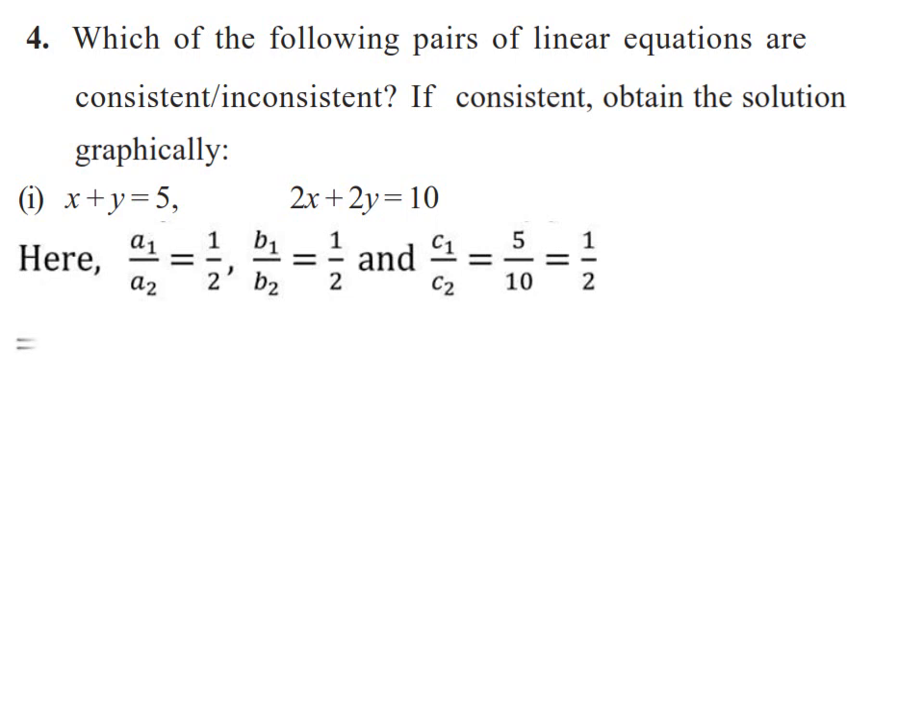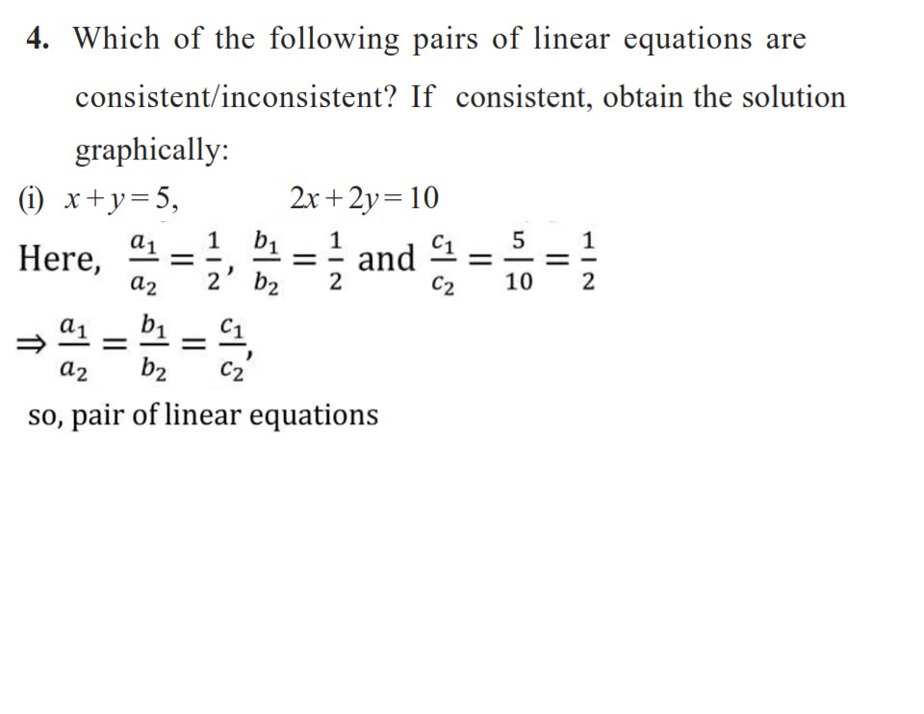So here what you get, a1 by a2 equals b1 by b2 equals c1 by c2. So you will get that the pair of linear equations is consistent because they are coincident lines. So these are consistent lines.